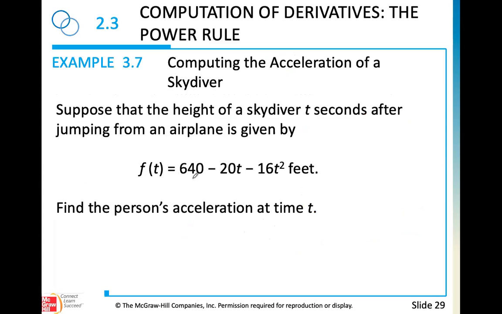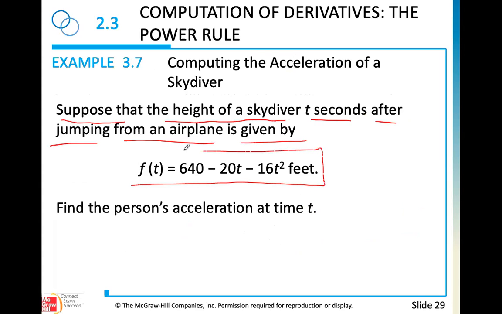So now let's have a look. Suppose that the height of a skydiver t seconds after jumping from an airplane is given by this. Till here, is there any question? What does this f(t) mean? Someone is up here, let's say in a plane or any high building, jumping down. So the height is dropping, it is decreasing. So find the person's acceleration at time t.